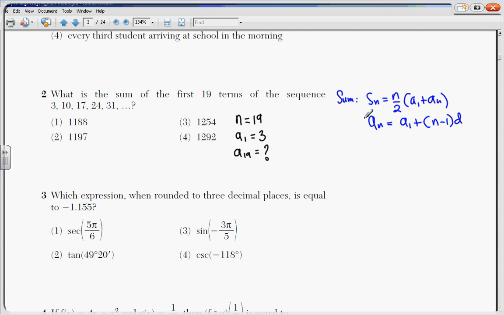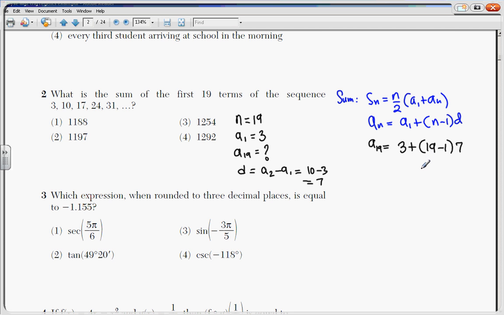So we need to find the 19th term, and then we'll be able to use this formula right here without a problem. How do I find it? I'm going to use this formula first. A19 is going to be A1, which is 3, plus n, which is 19, minus 1 times d. What is d? What is the common difference? The common difference is what you add every time, or you can do A2 minus A1. 10 minus 3 is 7. So the common difference is 7.